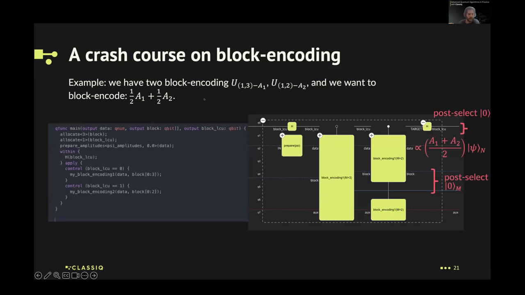So now I will show you how to do this in Qmod. Let's say, again, I have black boxes. I have two block encodings, one of A1 with a block size of 3 qubits, and a block encoding of A2 with a block size of 2. And I want to block encode the weighted sum. So again, I need to prepare the amplitudes of these betas. The way to prepare the amplitudes is just with the H gate. So I have one variable for the betas, for the prepare, and I need to do within-apply, right? Within H, apply something. This is what you see here.